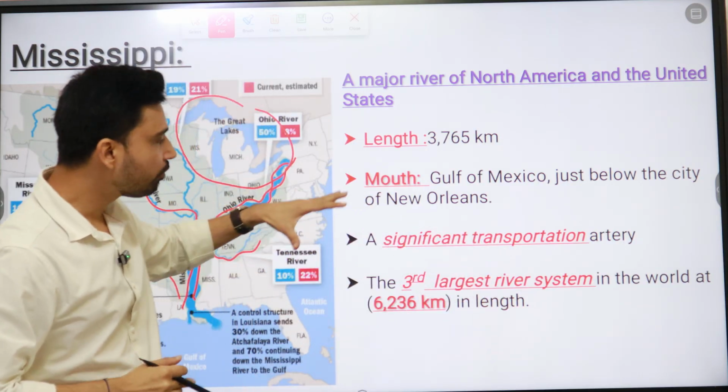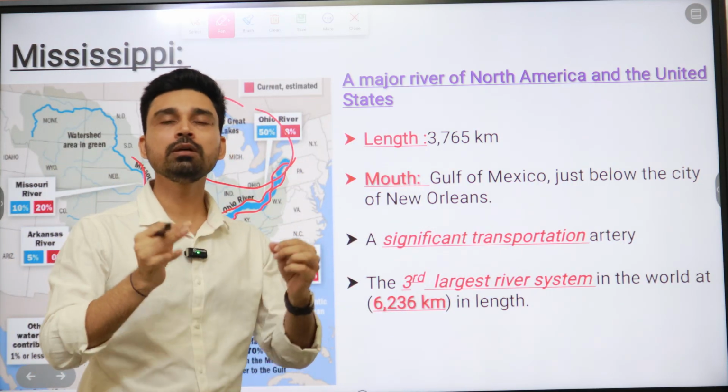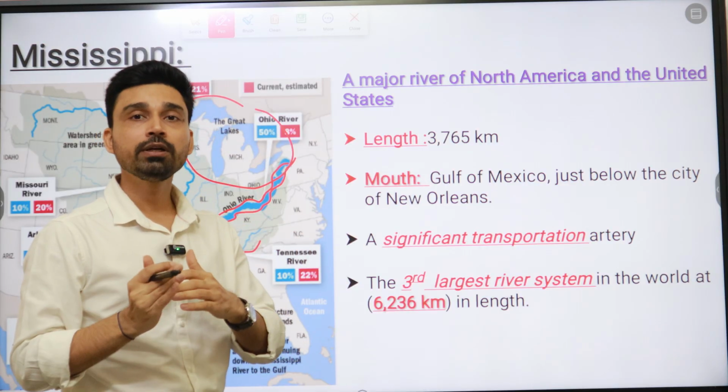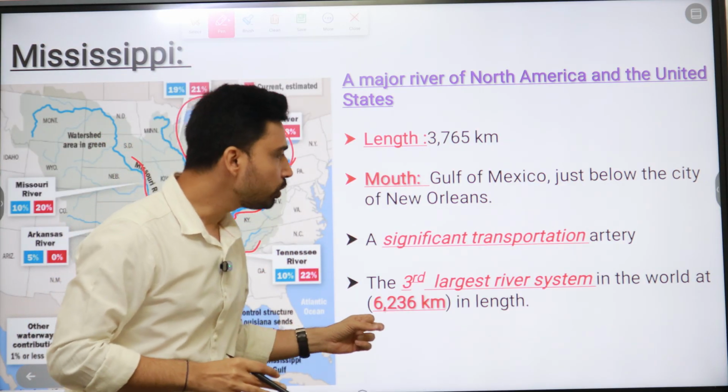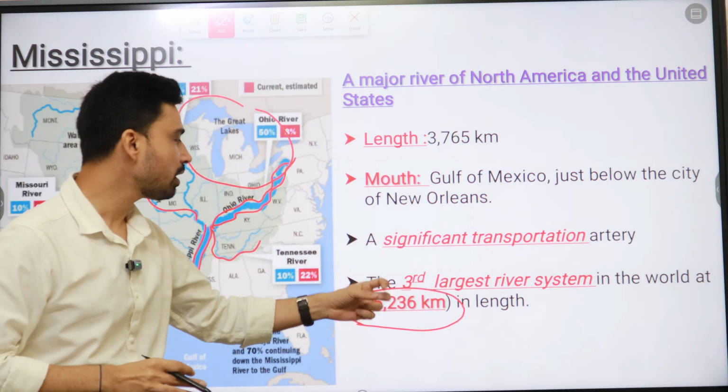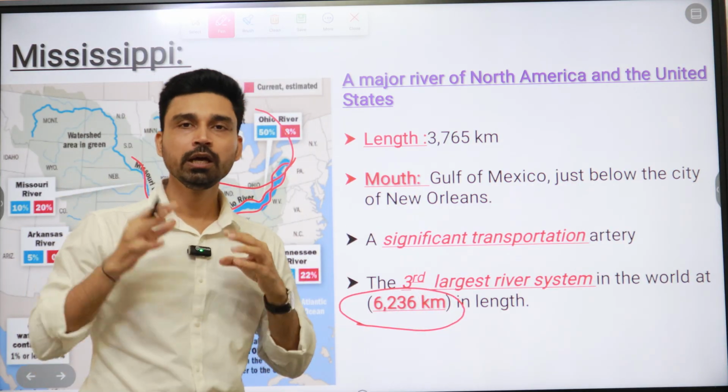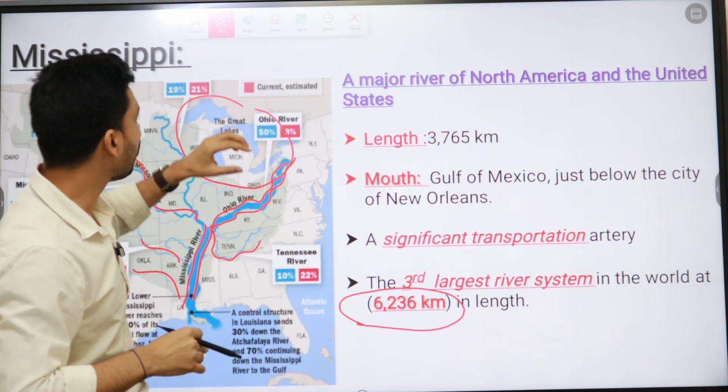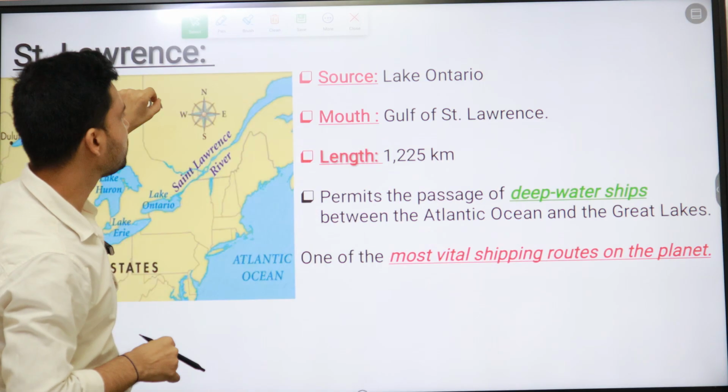Overall, in the entire world also, it makes up the third largest river system after the River Nile and the Amazon. The total length is about 6,236 kilometers, if you consider all the tributaries from which it receives water.